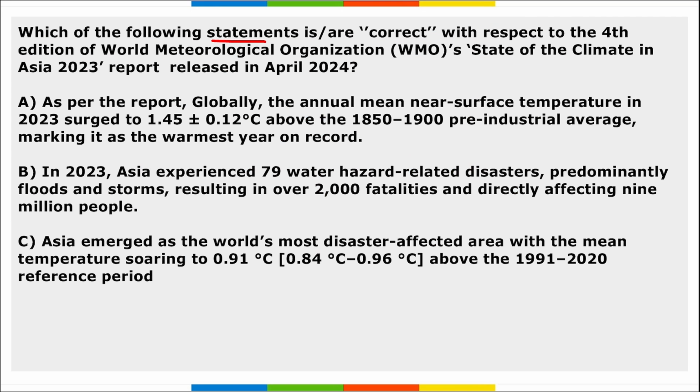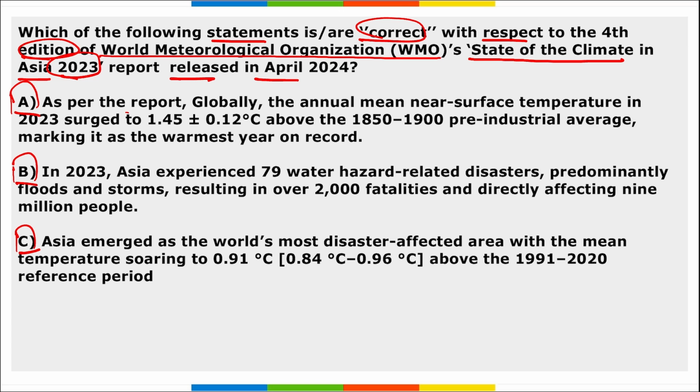Next, which of the following statements are correct with respect to the fourth edition of the World Meteorological Organization's State of the Climate in Asia 2023 report released in April 2024? If we look at the options here, all these three options are rightly mentioned. As per the report, globally, the annual mean near surface temperature in 2023 surged to 1.45 plus minus 0.12 degrees Celsius above the 1850 to 1900 pre-industrial average, marking it the warmest year on record. So 2023 was the warmest year on record.